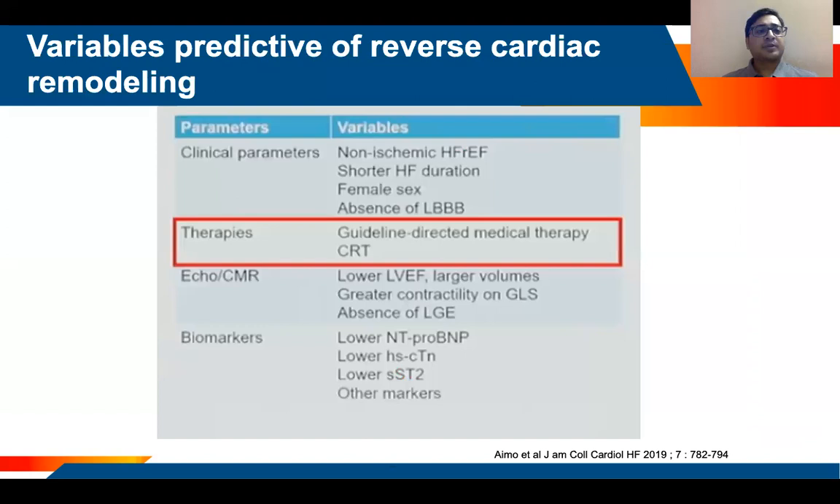The variable predictive parameters of reverse cardiac remodeling are: non-ischemic heart failure with reduced ejection fraction, shorter heart failure duration, female sex, absence of left bundle branch block, guideline-directed medical therapy that includes beta blockers, ACE inhibitors, mineralocorticoid receptor antagonists, as well as, after PARADIGM-HF, the ARNI, and implantation of CRT, which has strong reverse remodeling capabilities. It can also be detected, as I've already shown, by echo parameters and biomarkers. Apart from that, CMR can be useful by assessment of late gadolinium enhancement.